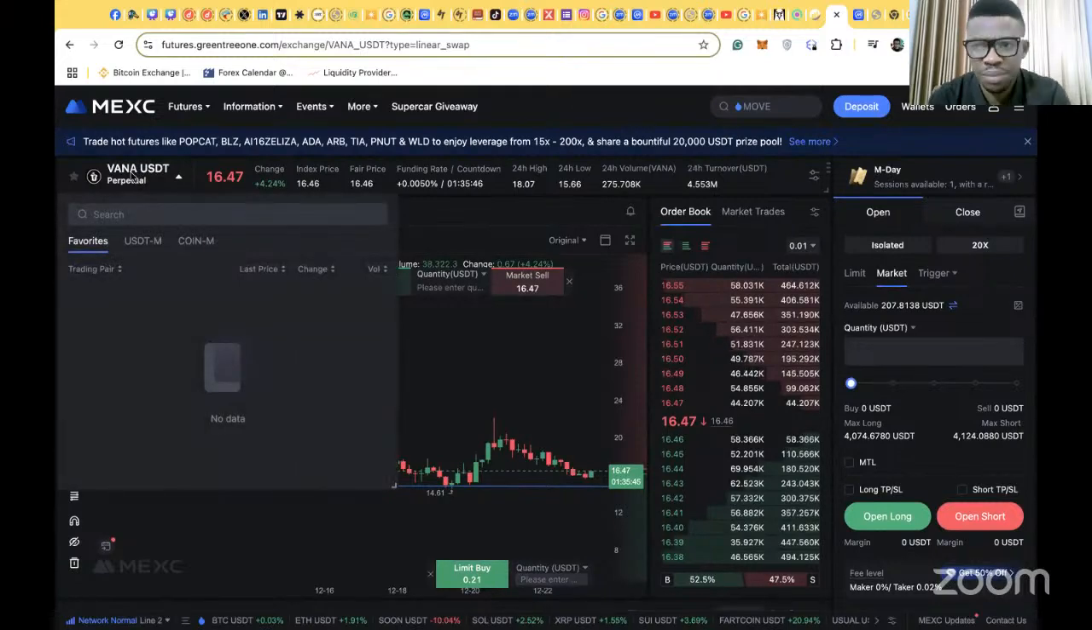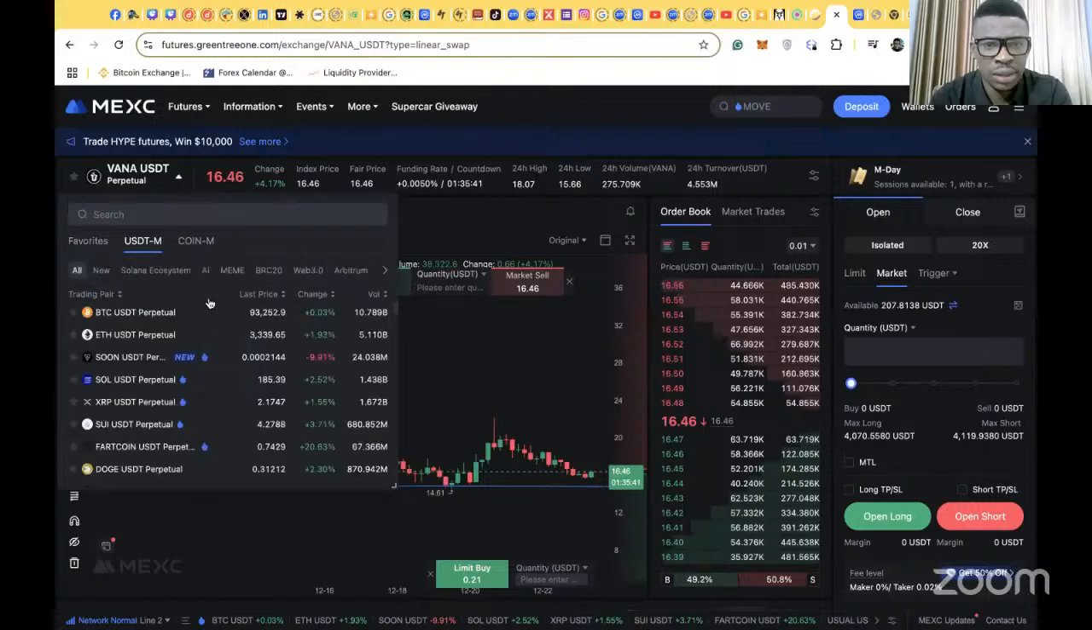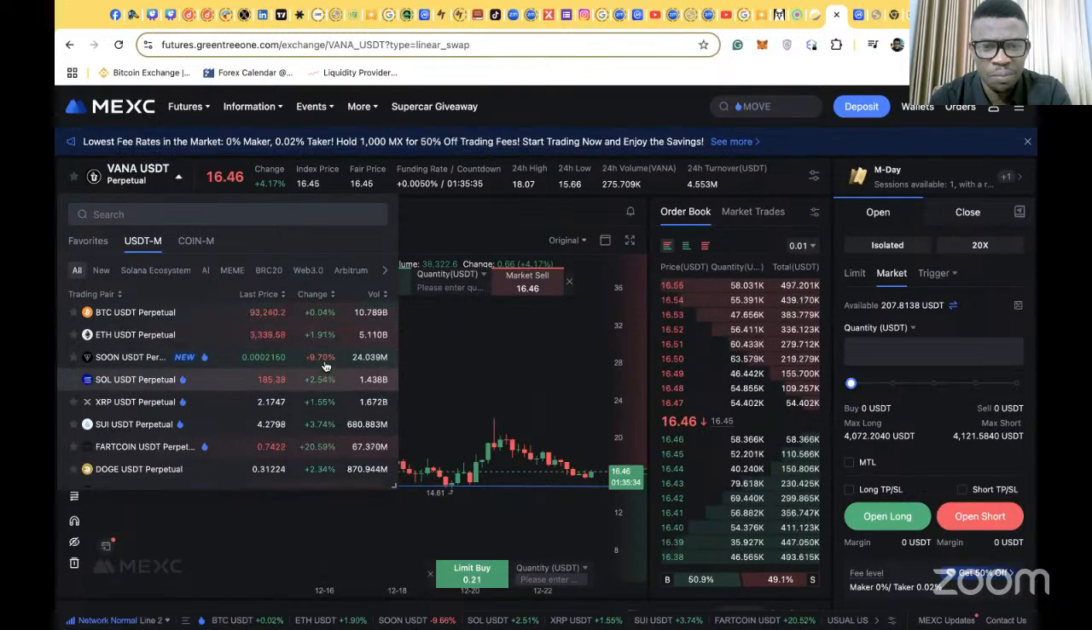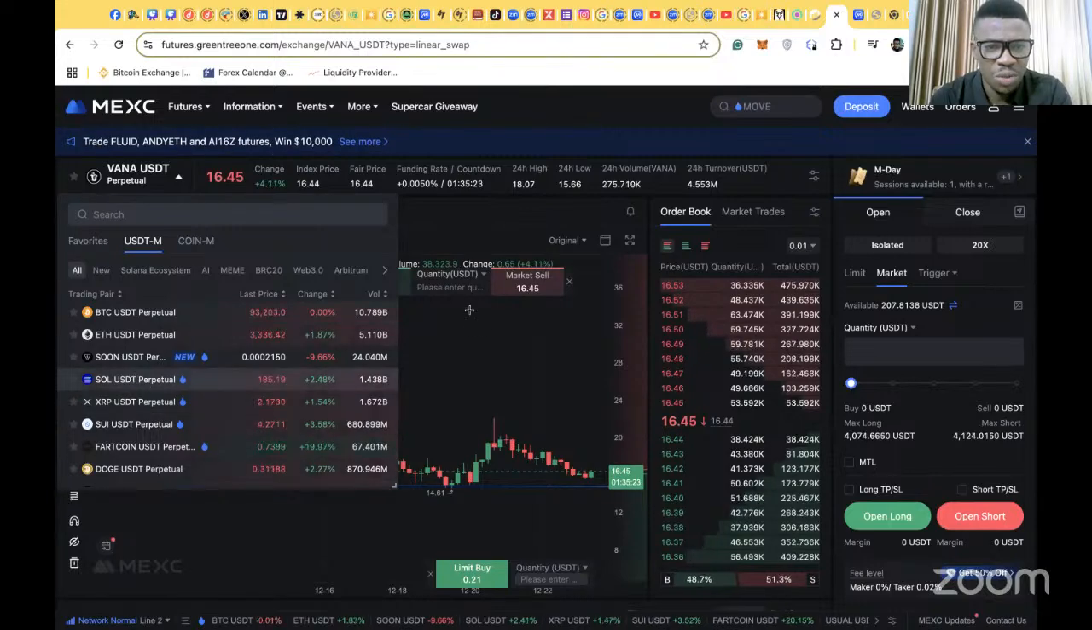This is the Mexc trading platform. We have Bitcoin doing 0.03. We have Ethereum doing 1.9. We have Soon USDT doing -9. We have Solana doing +2. We have Ripple doing 1.45. Let me open this Solana.